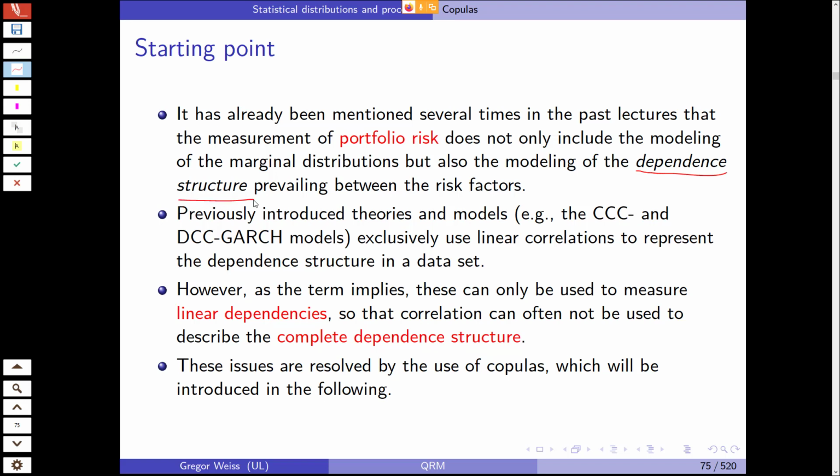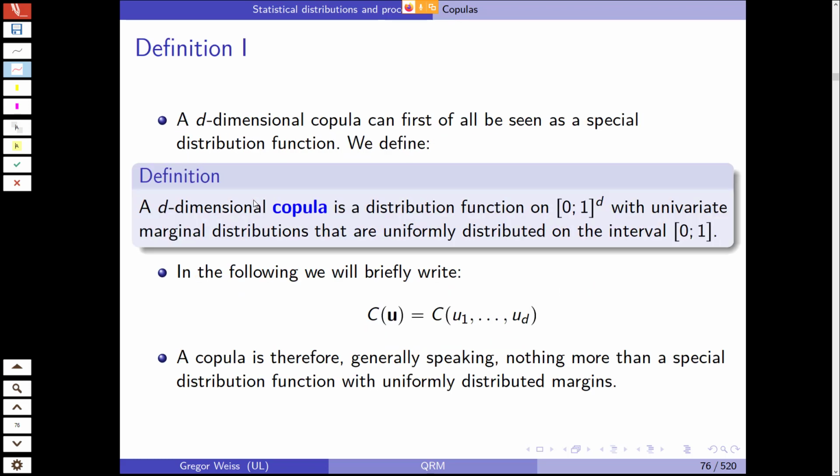And we'll talk about CCC and DCC GARCH models. You might have heard about these in previous lectures on econometrics. Most of these models exclusively use linear correlations, just like in a normal distribution, to represent the dependence structure. However, as the term implies, linear correlations can only capture linear dependencies. So if we are interested in nonlinear dependencies, we need to model and describe the complete dependence structure, and that is what we are doing here by the use of copulas, which we'll introduce next.